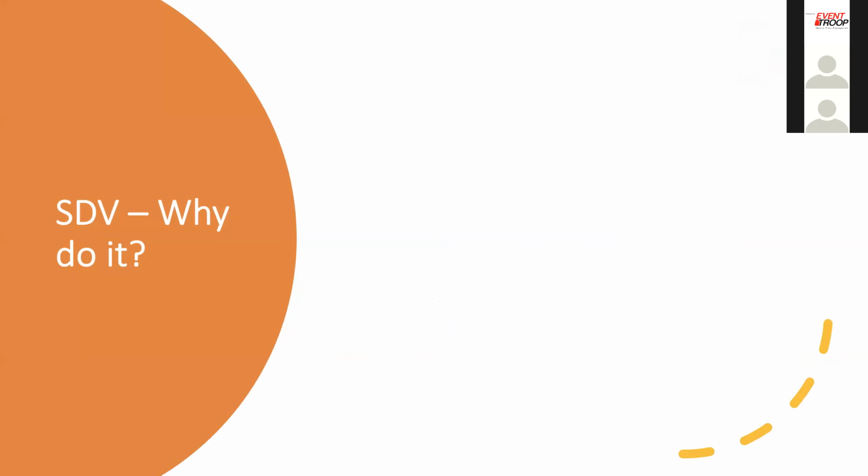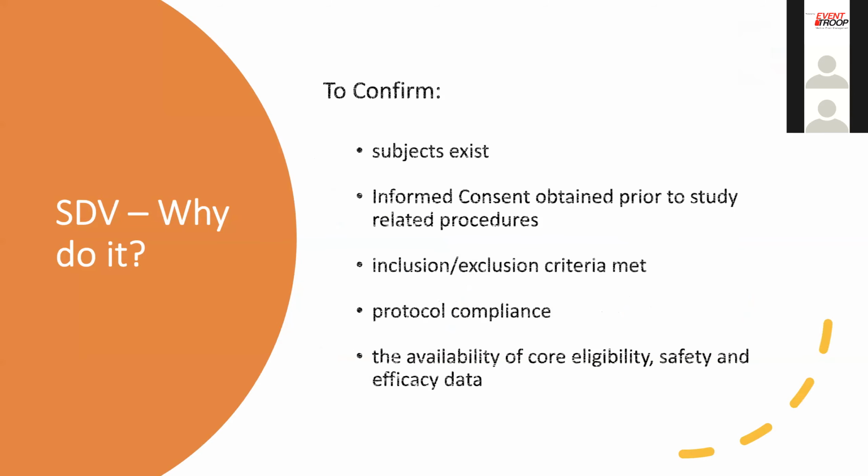But why do we do this? Why do we do source data verification? Importantly, to make sure that the subject exists, to make sure informed consent was obtained prior to study-related procedures. So this is something which the monitors will look at. When was consent taken? They'll look at the consent form, the date on the consent form. And then they'll look at when was the first study-related procedure conducted. We cannot conduct any study-related procedures without informed consent.